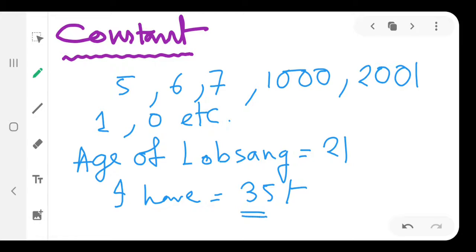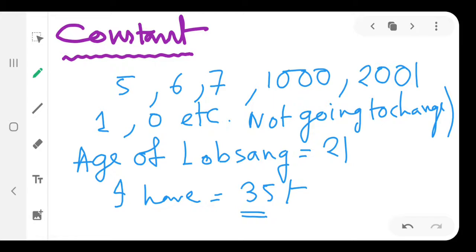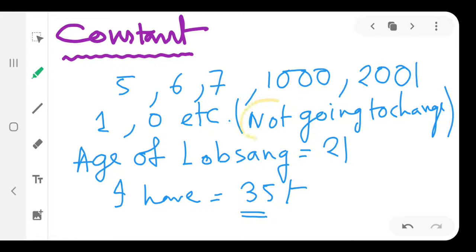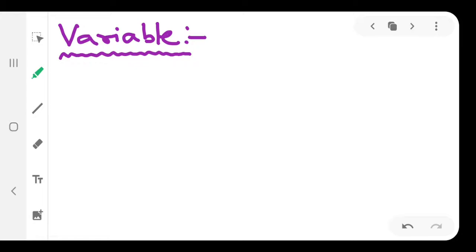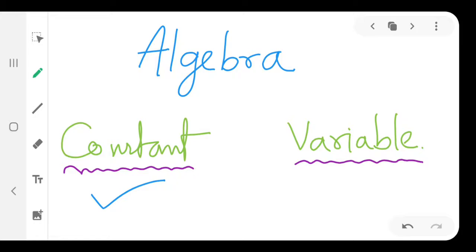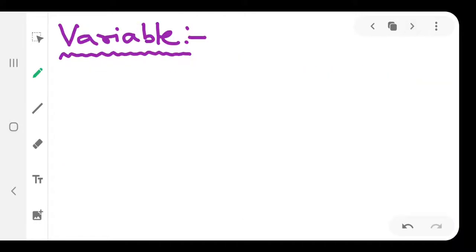So these things are called constant, which is not going to change. So constants are those things which are not going to change. This thing is very important to know, that constants are those things which are not going to change. Now, we are done with constant, so I will tick here. Done.